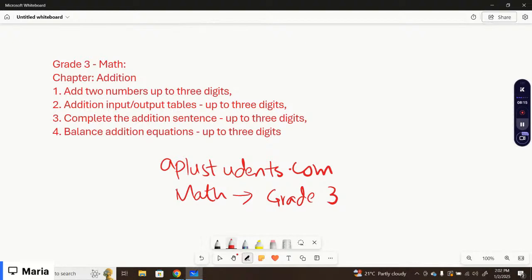We're going to start with the chapter addition. The lessons we're going to cover today are add two numbers up to three digits, addition input output tables up to three digits, complete the addition sentence up to three digits, balance addition equations up to three digits. Please make sure you have your notebook and pencil so that you can note down the important examples and definitions as well.